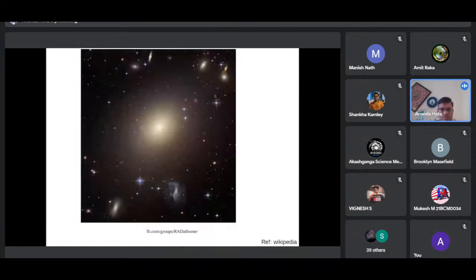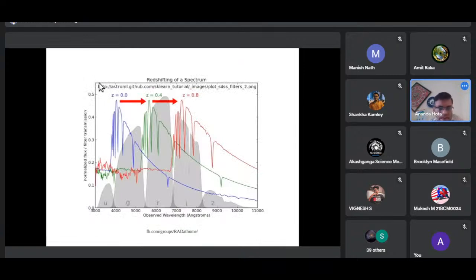This is what is plotted in this picture. That redshift 0 galaxy, a nearby galaxy, if it is seen in the optical bands u, g, r, i, z, it is a nearby universe. If it is seen at longer wavelength, it is actually from the far away universe. Even farther, longer wavelength, farther universe.